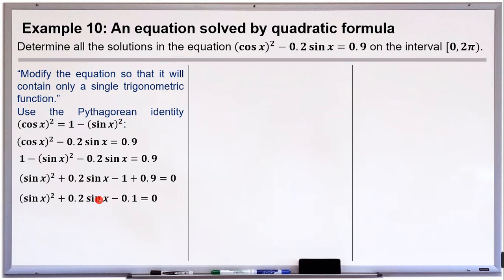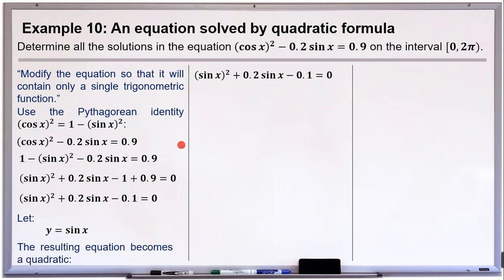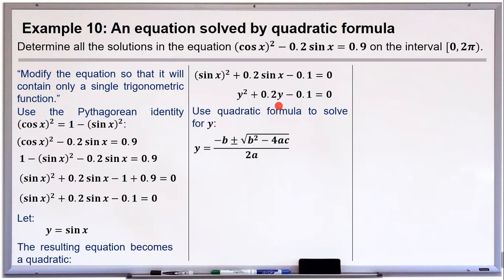the trigonometric identity that is present is already uniform. So in terms of sine x, each term, or the two terms, contains sine x, and this is already okay. Now we let y is equal to sine x, and the resulting equation becomes y squared plus 0.2y minus 0.1 is equal to 0. Now, since from the given coefficient and constant, we cannot do factoring by trial and error in this case, we will use the quadratic formula.